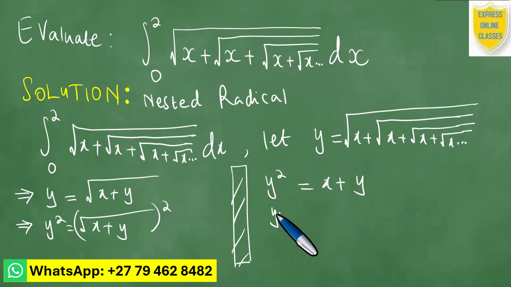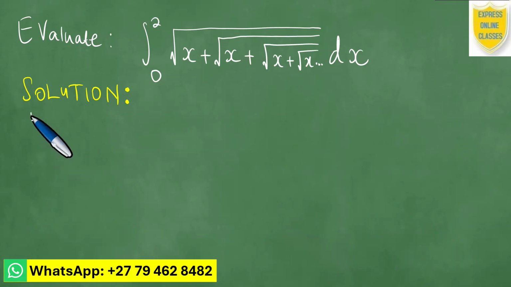And so we get y squared equals x plus y. We transpose the terms like so, and this is what we obtain. We therefore have y squared minus y minus x equals 0. If you look at this carefully, we can solve for y out of this equation.